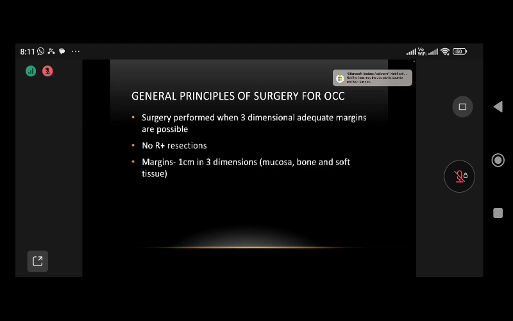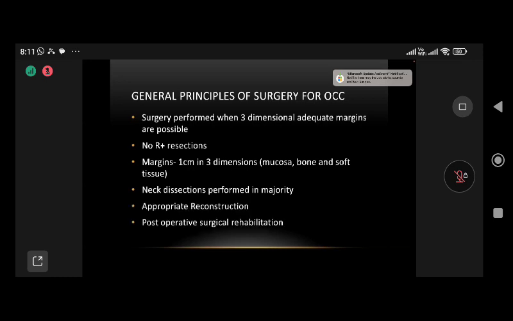When we talk about margins, we need 1 centimeter margins in all three dimensions. It's very easy to just see a tumor and get the margin, but you have to also palpate and get the deep margin. So you need a 1 centimeter three-dimensional margin on mucosa, bone, and soft tissue. Neck dissections are performed in a majority, and I will come through this. These are just the principles that I'm giving.